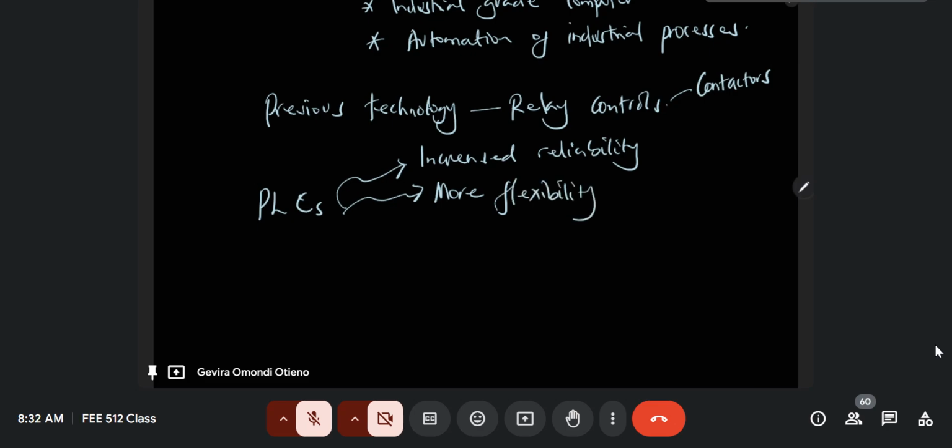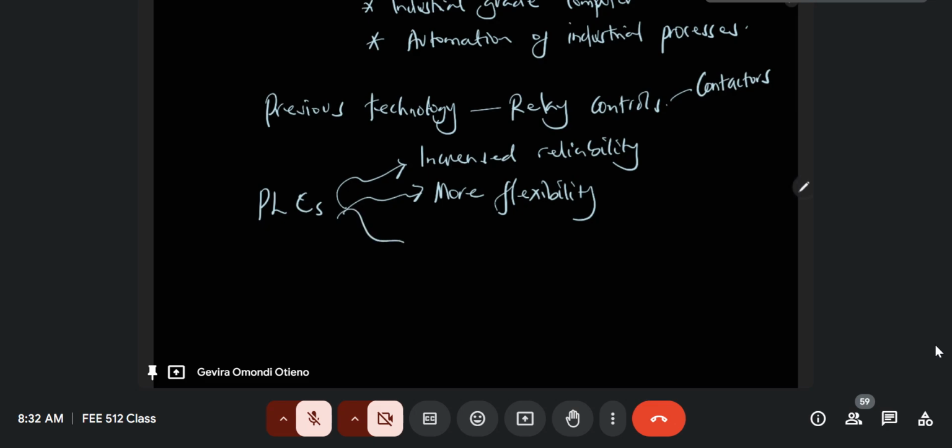Okay. I've also mentioned this, it's easier to even change a program than to change a whole setup of physical electrical wiring, because then you'll have to redraw the wiring diagram, you have to purchase wires and do a fresh wiring. But with PLCs, it's easy to change a program from one form to another, okay?